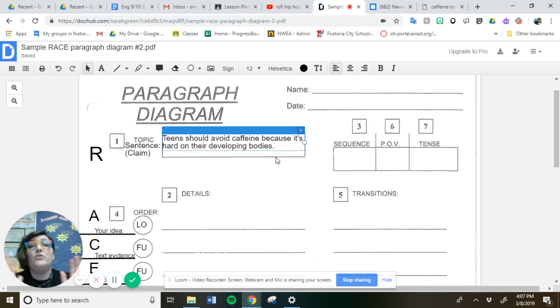Now, you've never done this part before, but you have to pick your sequence, your point of view, and your tense all on your own this time. Okay, they didn't give it to you. They didn't let you know. Thank you, Dan, the custodian, came in and helped me out. You have to pick your sequence, your point of view, and your tense all by yourself.